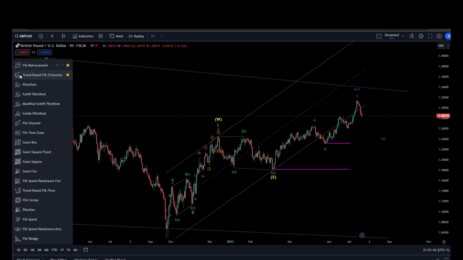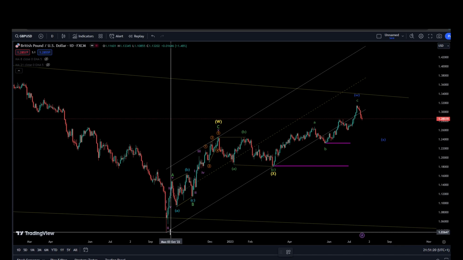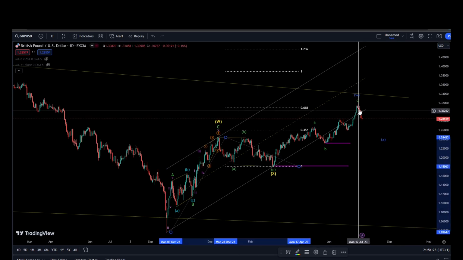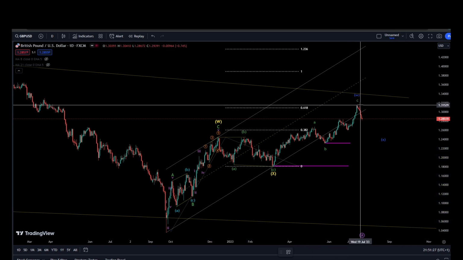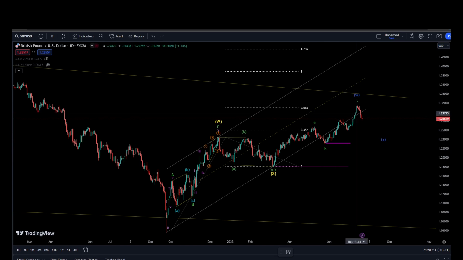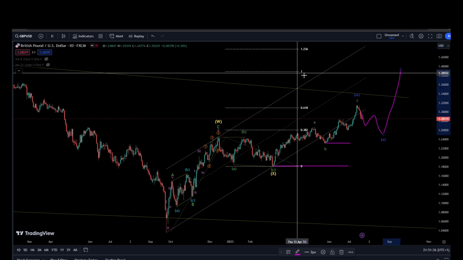The reason I say that is because from what I've seen here we have a WXY structure right here, and we can see that it hit the 618 and started to go down and basically reject that. When the 618 hits, we're essentially going to get a 3 wave correction back down before we then hit the 1 and 1.236 level.